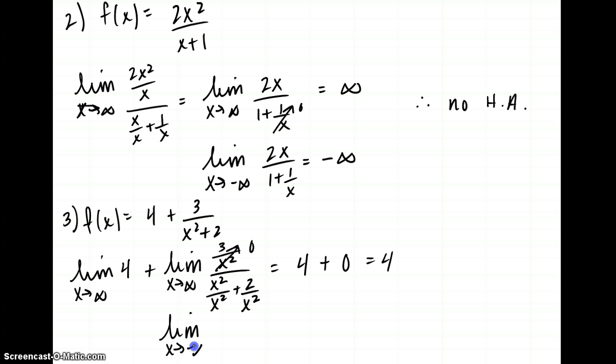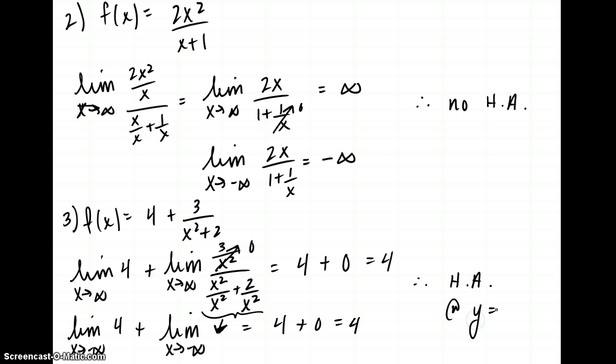And as I look to negative infinity, looking at the simplified function here, I forgot about my 4. This limit remains, and then using what we simplified already, that limit remains 0. So there we have the horizontal asymptote at y is equal to 4.